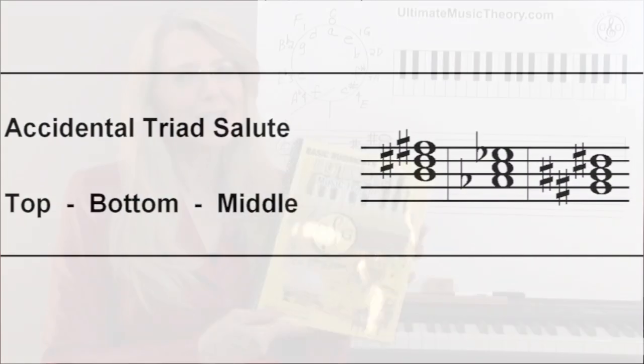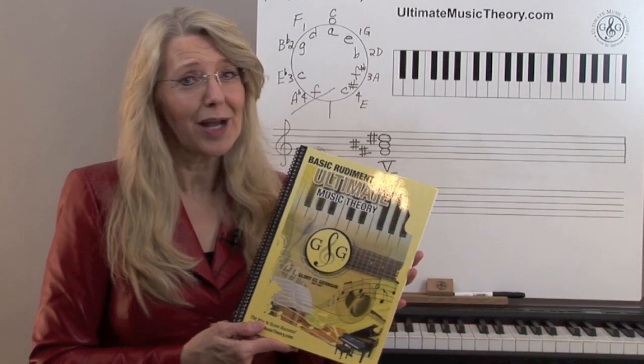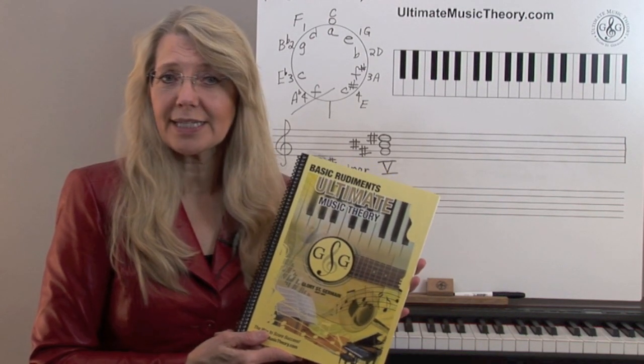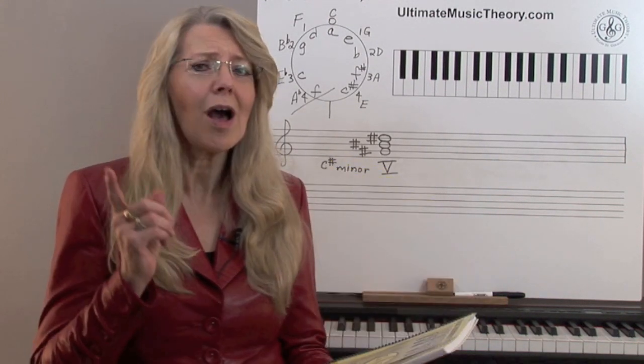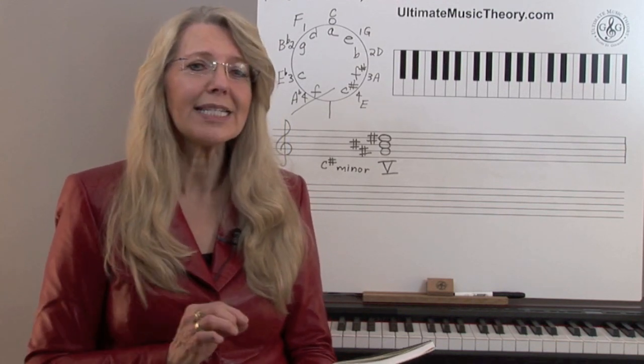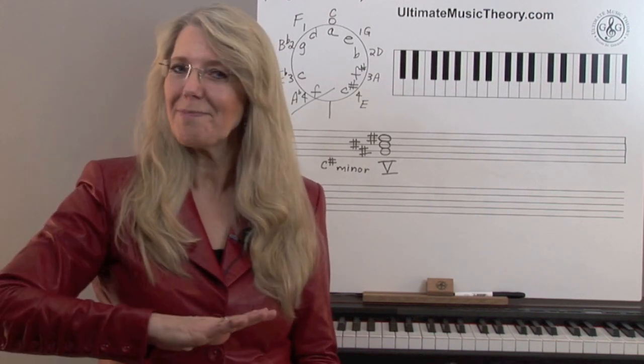In our 7th Ultimate Music Theory Basic Rudiments lesson, you learned major and minor triads built on the tonic, subdominant, and dominant degrees of a scale, and why a dominant triad is always major. You also learned the UMT tip for the Accidental Triad Salute: top, bottom, middle.